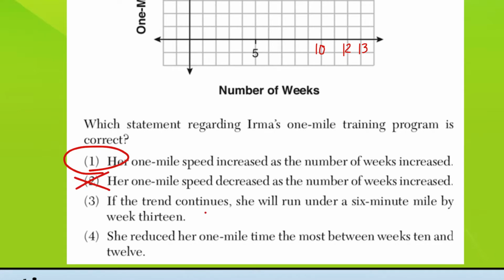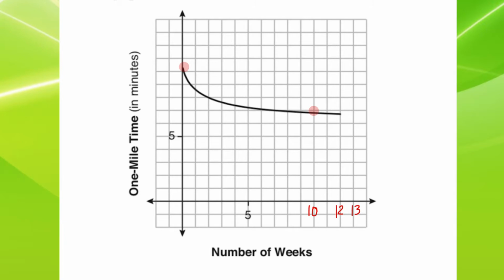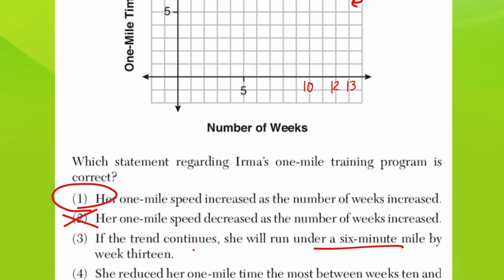Option number 3, if the trend continues, she will run under a 6-minute mile by week 13. We can see that following this pattern, that won't necessarily be true because getting under 6 minutes would have to be lower. And following that pattern, then that's likely not going to happen.